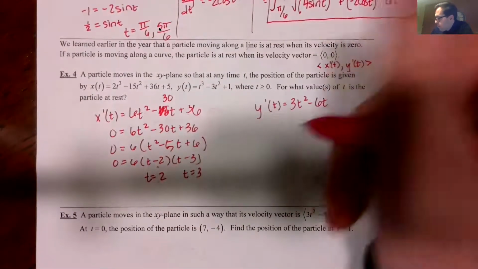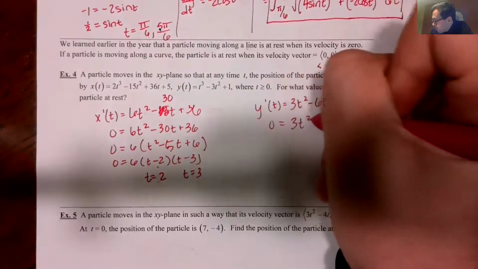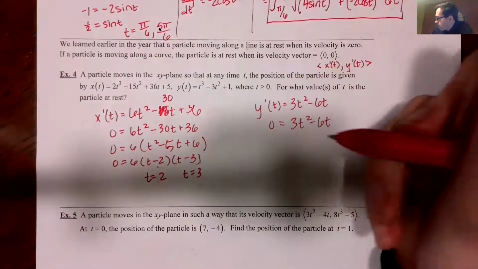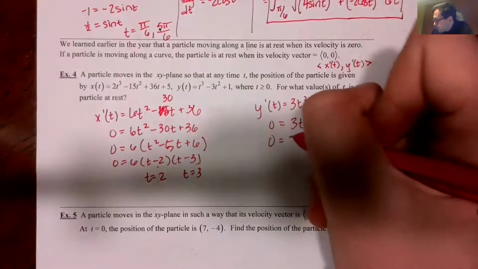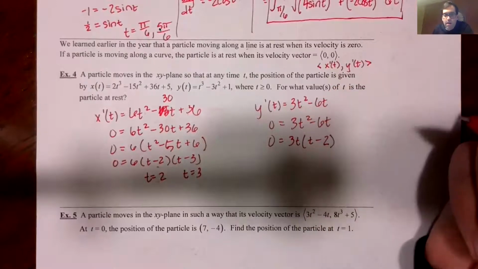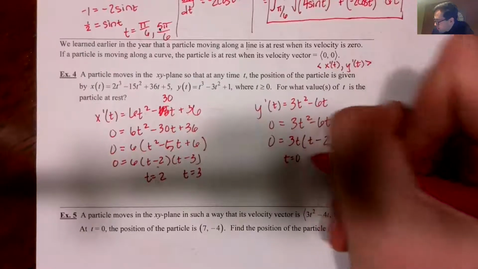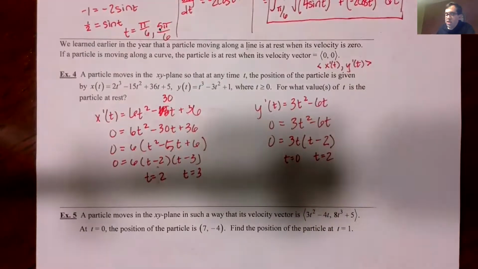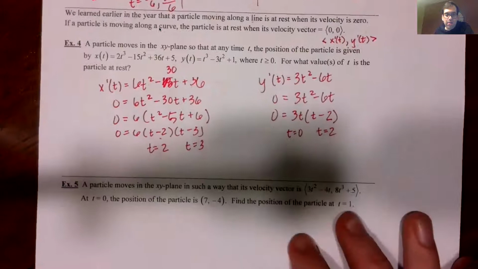Let's check the y prime. I'm going to factor out 3t. And so I get t equals 0 and t equals 2. That's the two times that have a y velocity of 0.